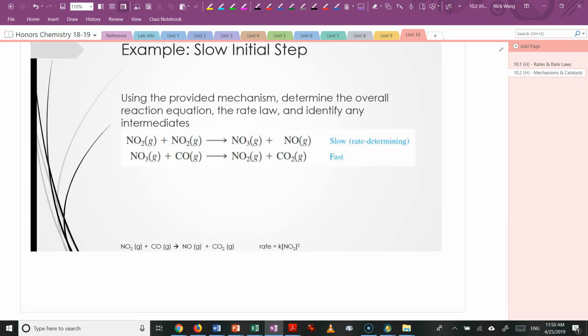Now, this is an example again. This is your mechanism for a reaction. First, determine the overall reaction equation, figure out the rate law, and then identify intermediates. Okay, so how this is going to work.